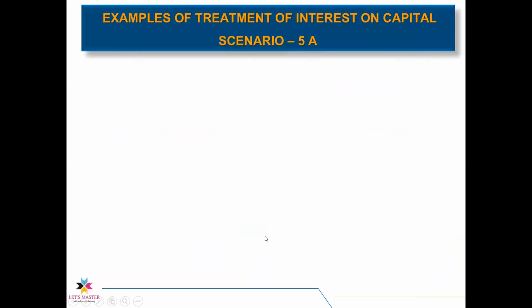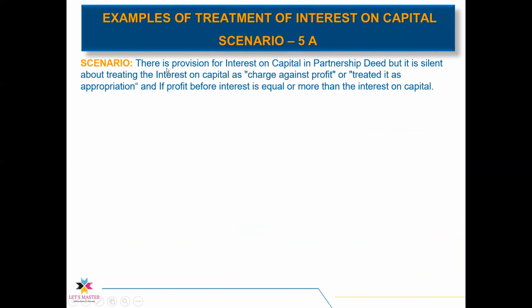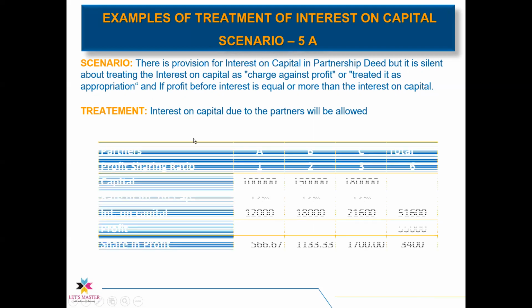Now moving on to scenario 5. Scenario 5 says that there is provision for interest on capital in partnership deed, but it is silent about treating the interest on capital as charged against profit or treat it as appropriation. And if profit before interest is equal to or more than the interest on capital, then interest on capital due to the partners would be provided. Here we need not do any adjustment.